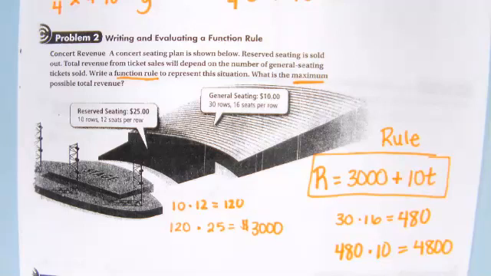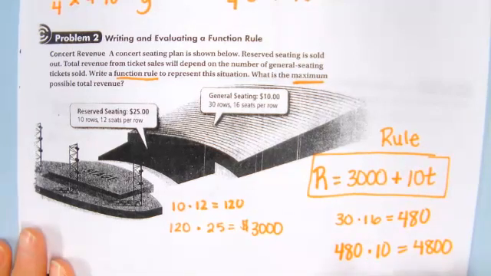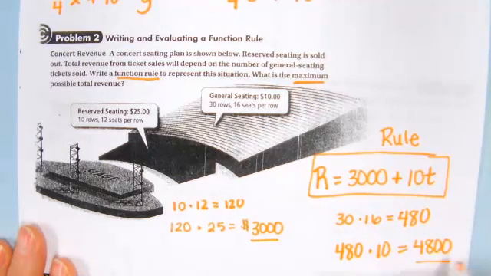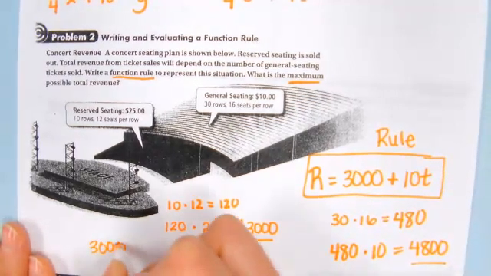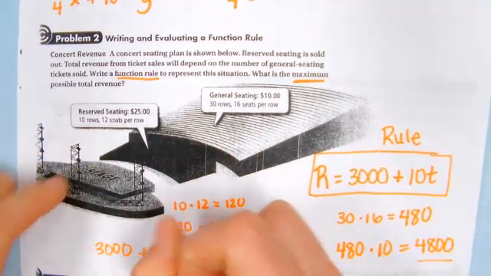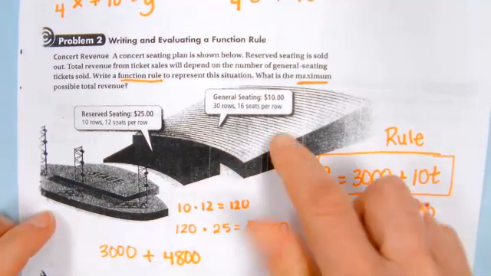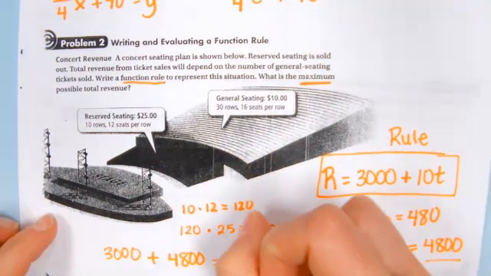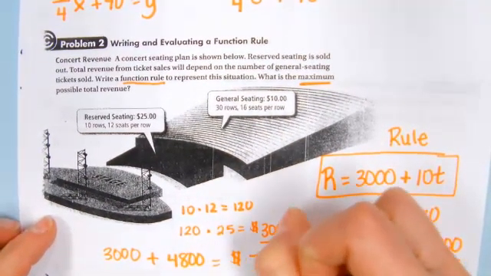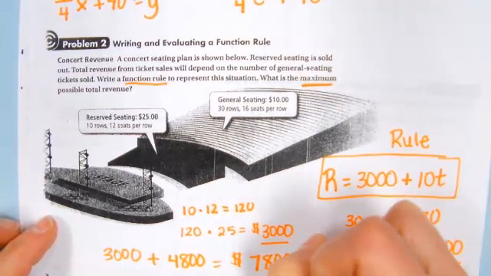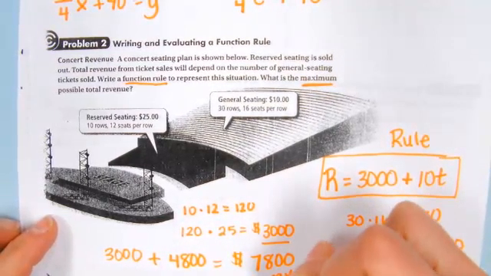What is it, Joelle? How'd you get that? Yeah, this plus this, 3,000 for these seats plus the 4,800 for these seats would give you a maximum of 7,800 would be our maximum total revenue.